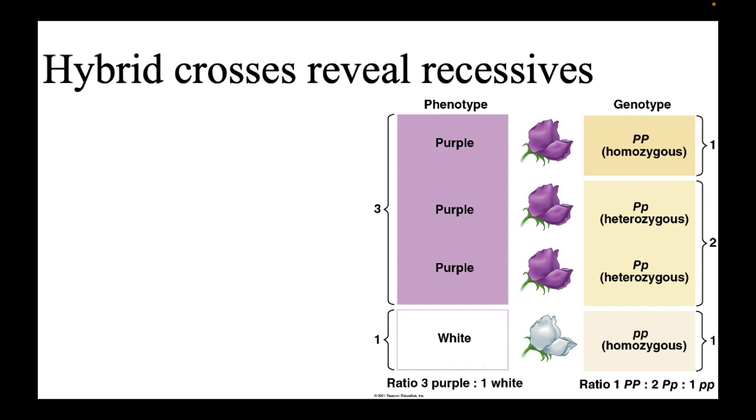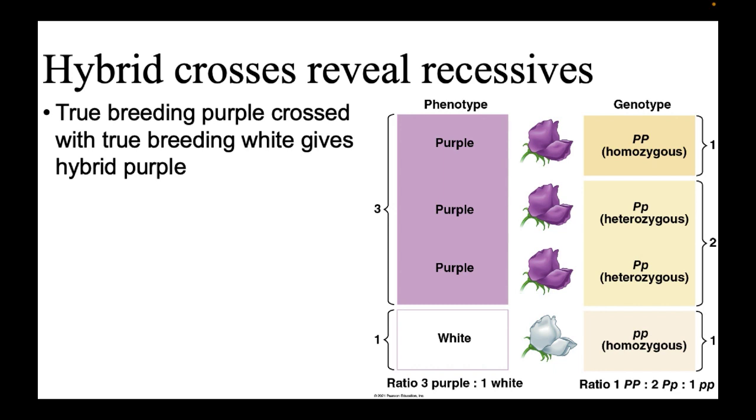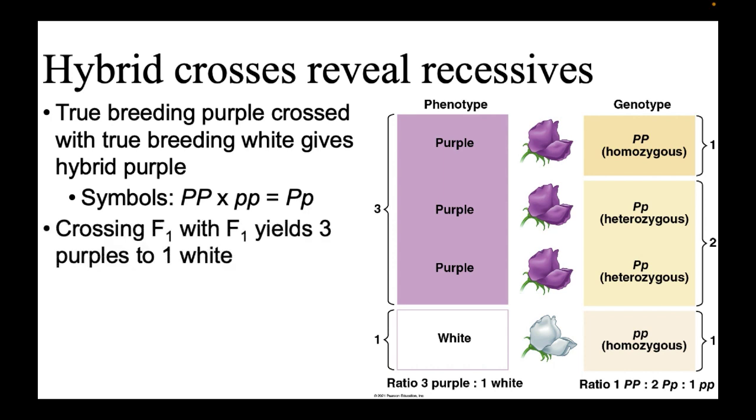What I can do is if I were to take hybrids and cross them, I can find the recessives. So take a true breeding purple and a true breeding white, you get a hybrid purple. If I apply symbols to this, I could use big P, capital meaning dominant, lowercase meaning recessive. Because we know that they show up in pairs, I have two capital P's and two lowercase p's. The hybrid would be one of each, because that's what hybrid means, or heterozygous. It's one of each. If I were to take this and cross it with itself, what I'm going to get is a ratio of three purples to one white.